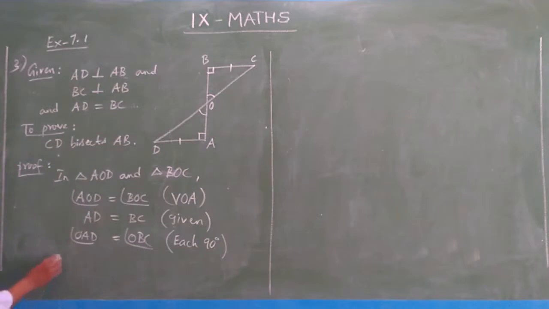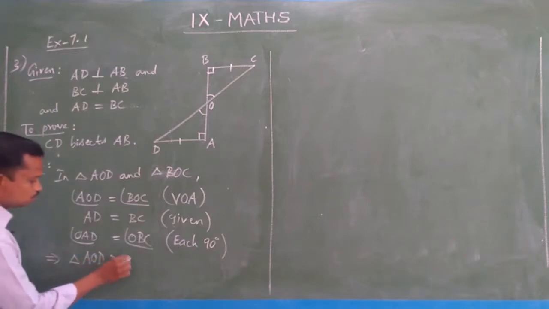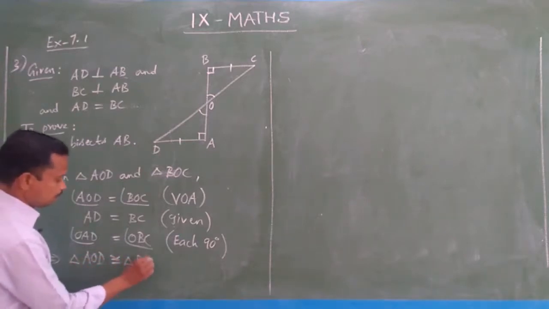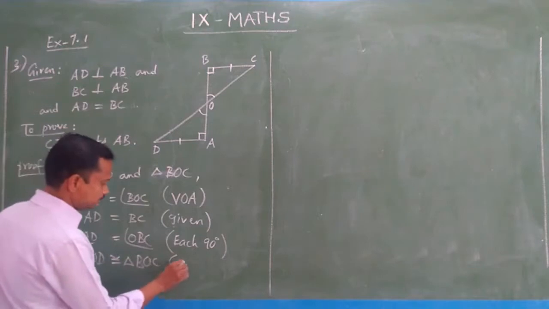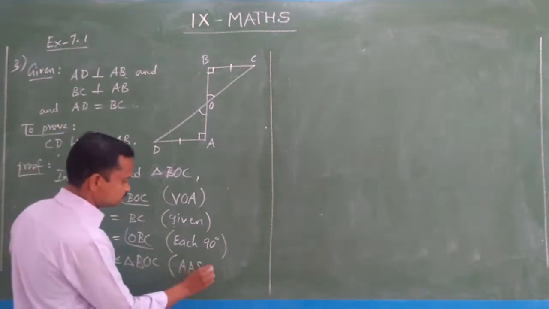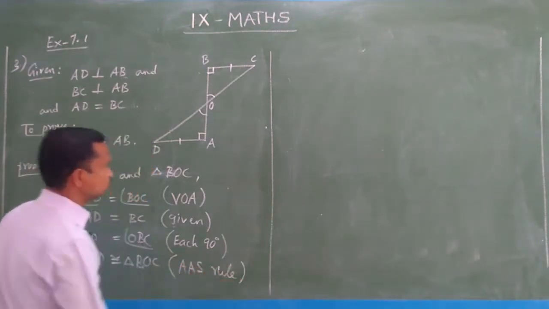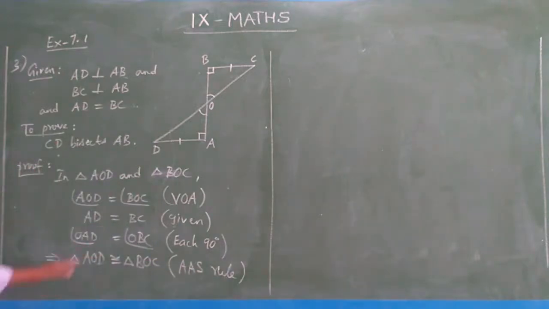this implies triangle AOD is congruent to triangle BOC by the angle-side rule. Two angles and any one pair of sides. Two pairs of angles and one pair of sides. Okay, AD and BC are not included between the two angles. So we can take this rule.